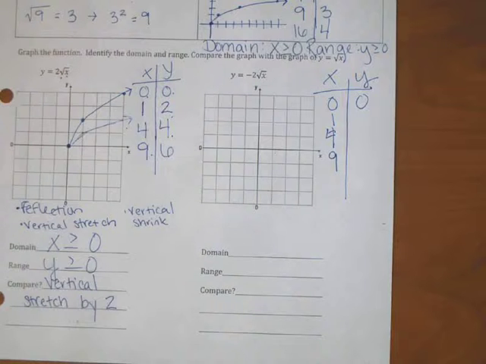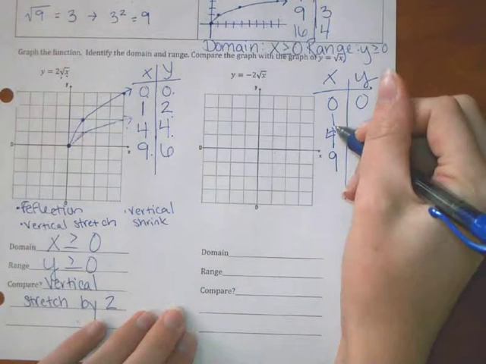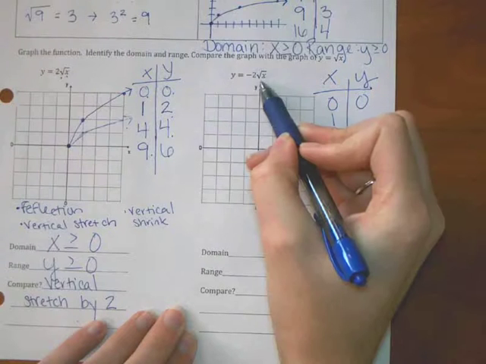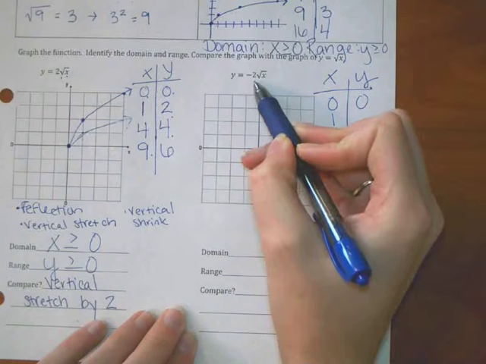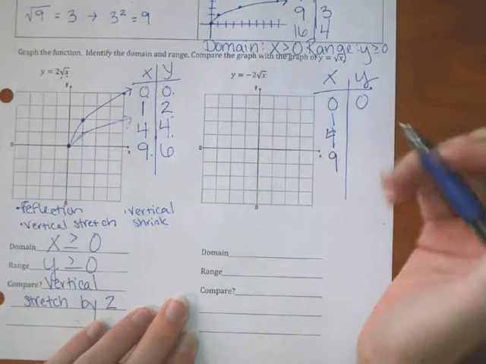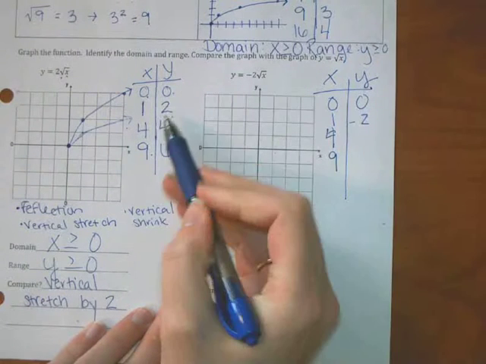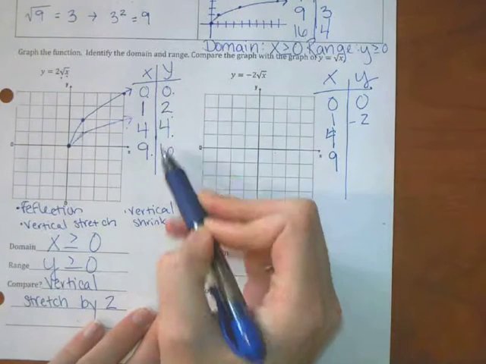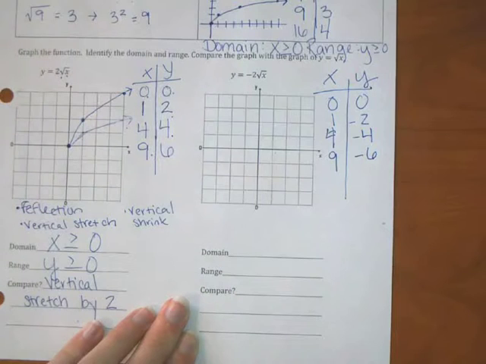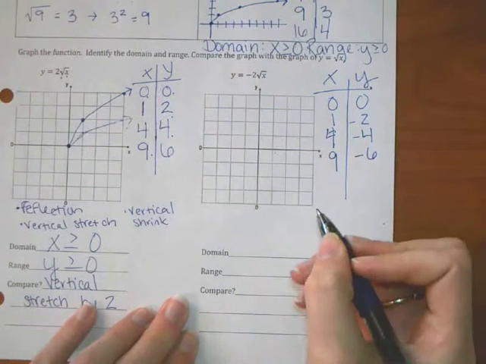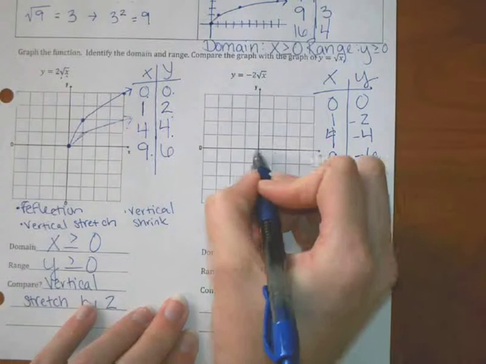So that's fine. All right, so if I were to put 1 in here, the square root of 1 is 1, times negative 2 is negative 2. So we can also look back over here at this table, and it's just going to be the opposite. So we're going to go negative 4, negative 6. We'll get there. All right, so let's graph this one.